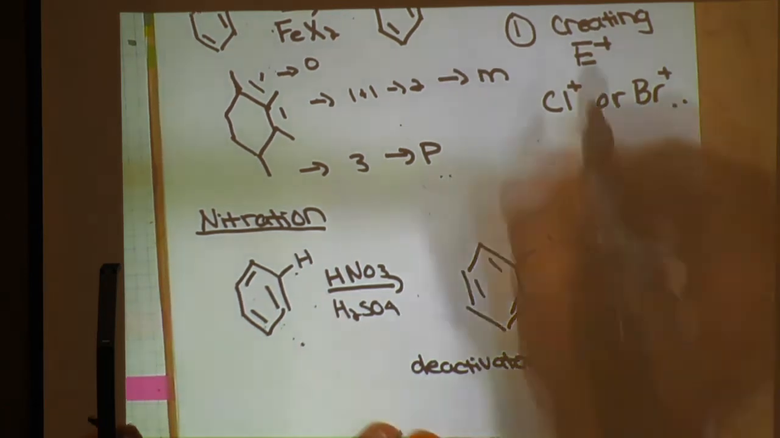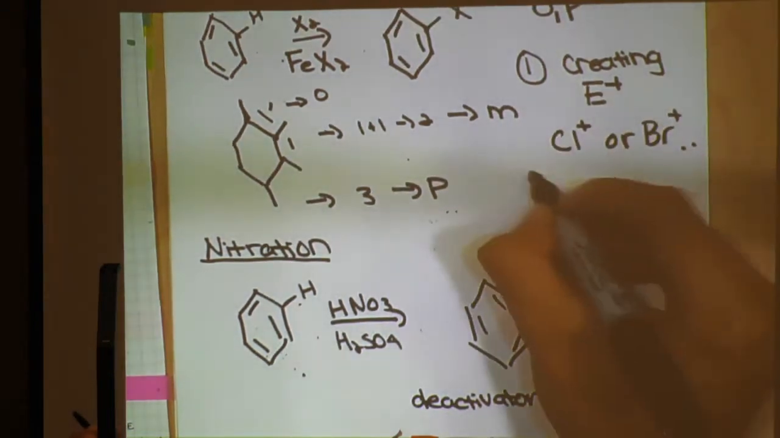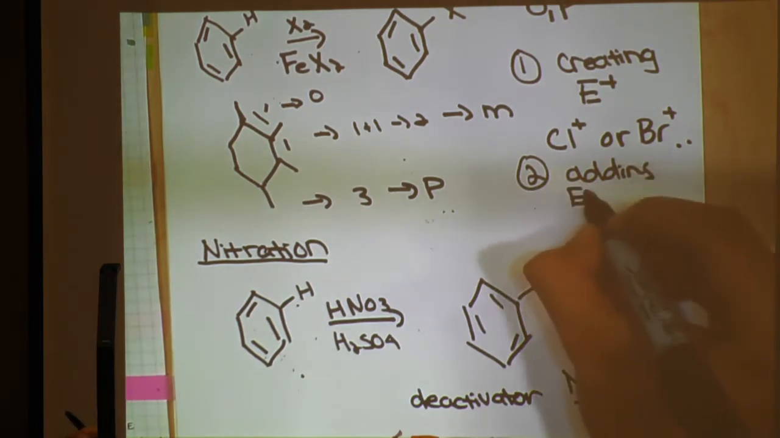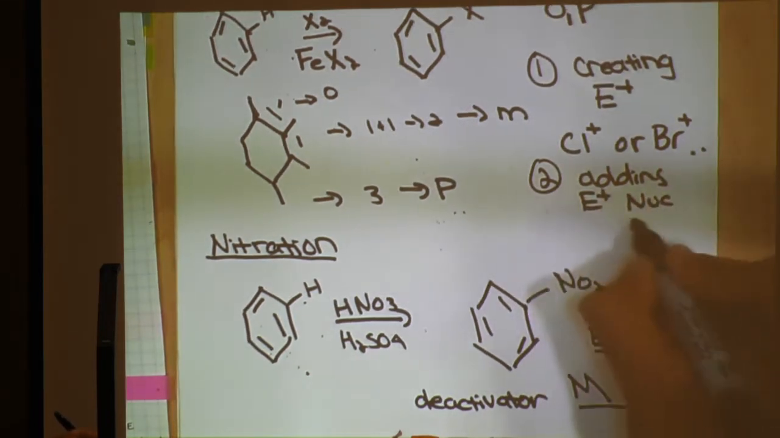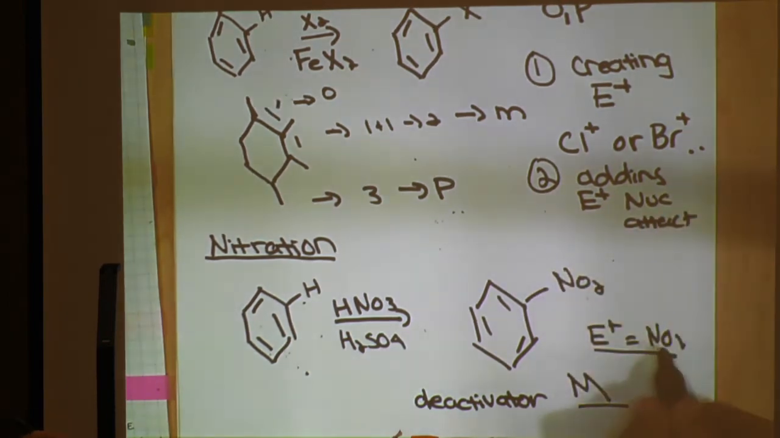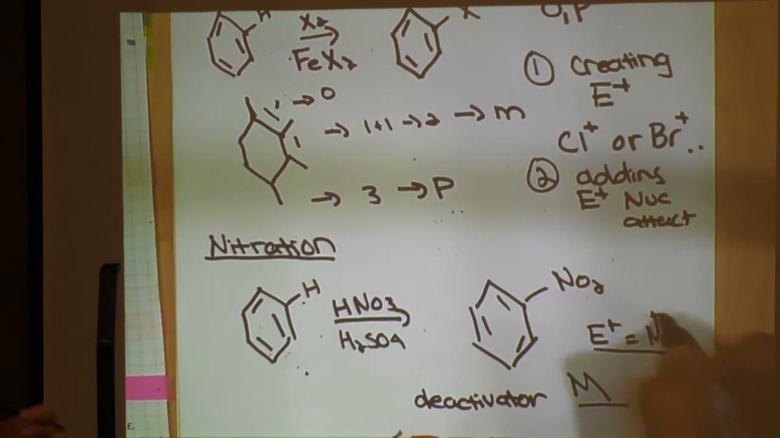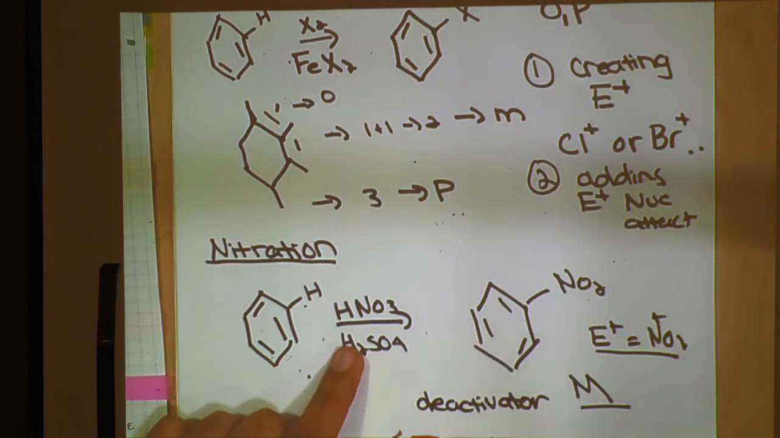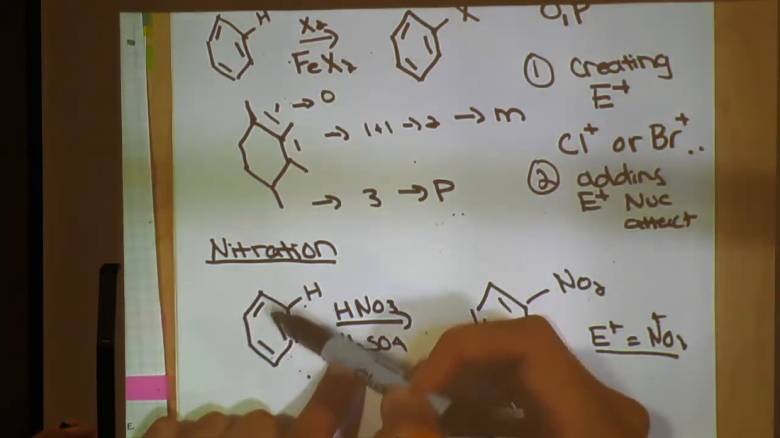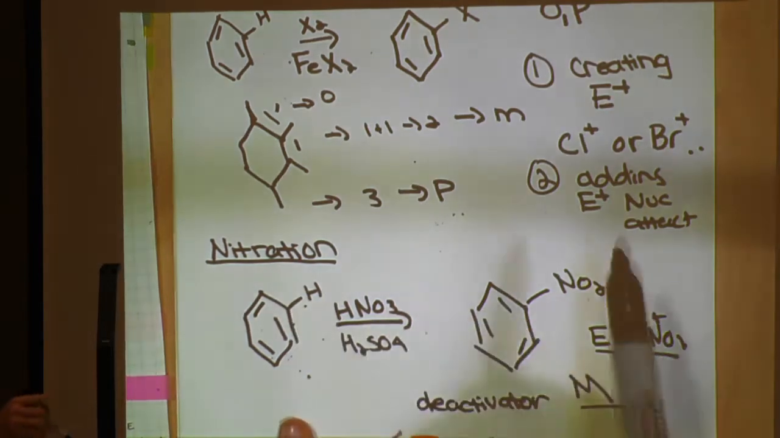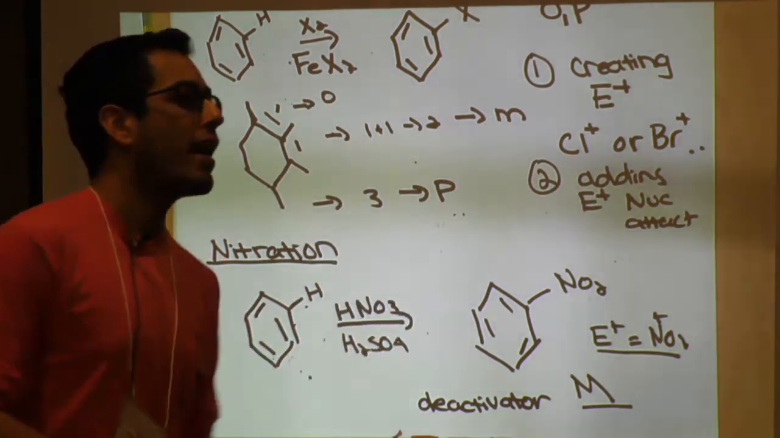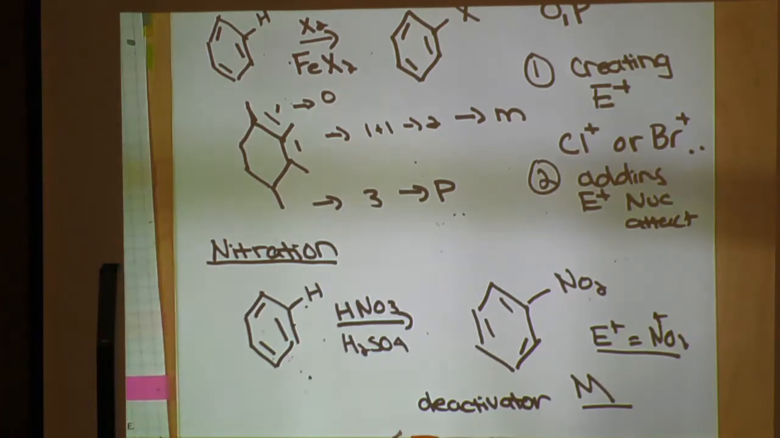Step 1 is creating the electrophile, and then step 2 is adding the electrophile through nuke attack, right? NO2 plus is what the electrophile is in this case. So you take HNO3 and you turn it into NO2 plus, and then the double bond on the right here is what does a nuke attack to add the substituent on. So it's good to know these mechs in terms of what is my electrophile, because if you know what the electrophile is, you know what's being added on.